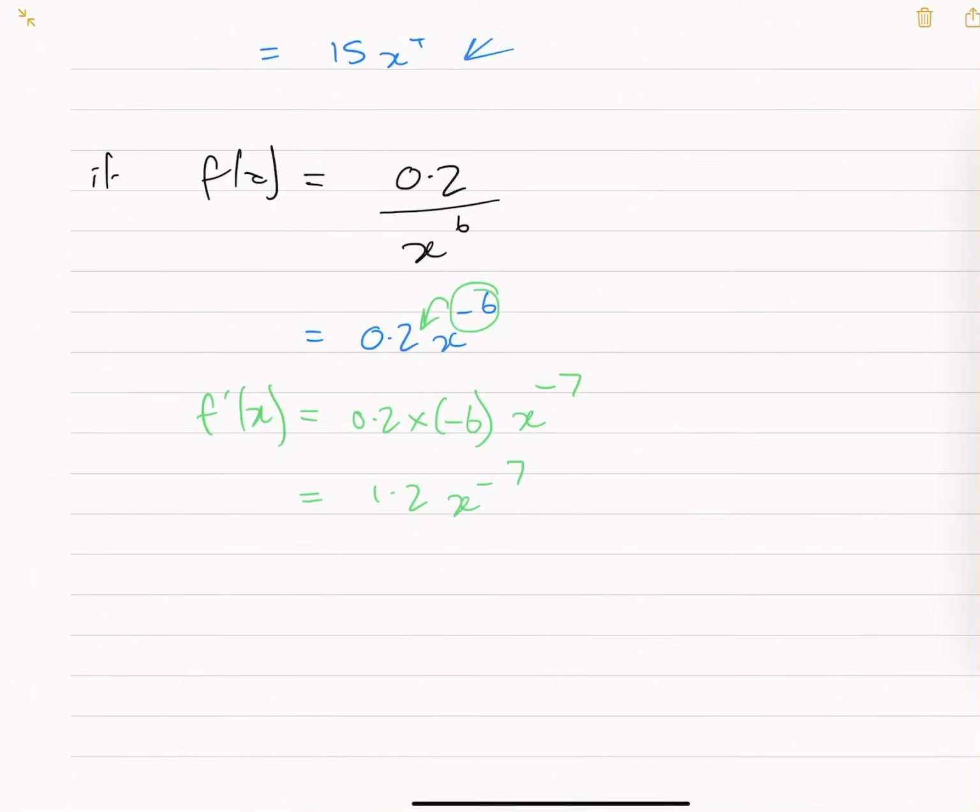If I wanted to be fancy, I could rewrite that and say, well, that's the same as 1.2 over x to the power of 7. But I don't really care, right? I wouldn't worry about that. That's called simplifying. For the moment, we actually don't really care if it's simplified or not. This is perfect. So I'll leave it like that. Okay.